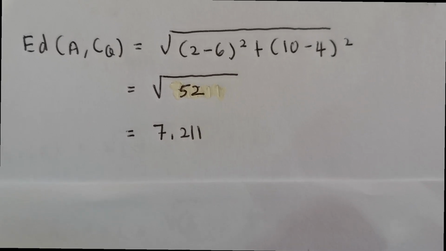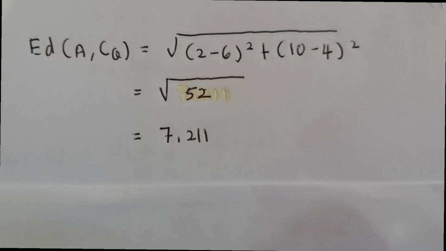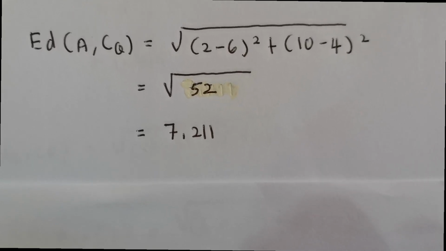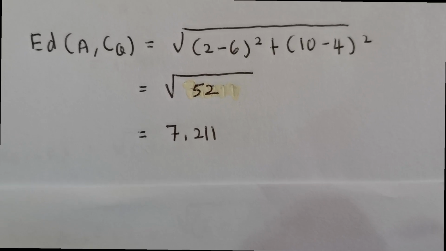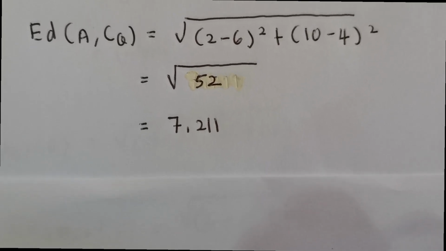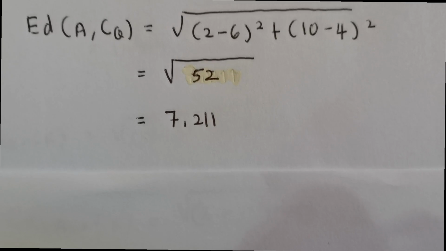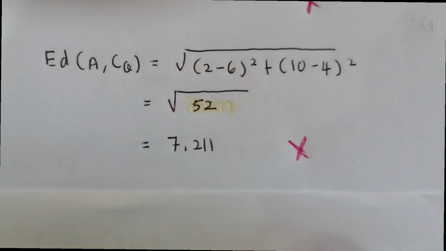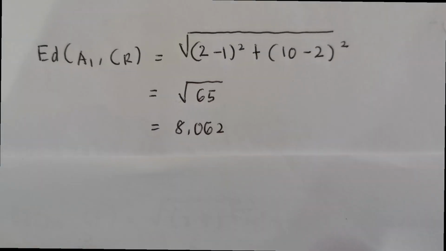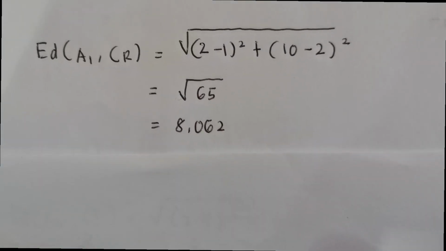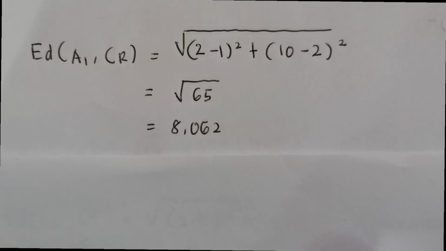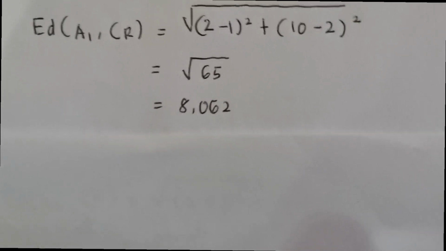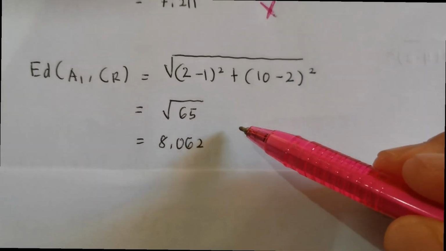And then continue to find the distance between cluster Q and A1 using the formula: square root of (2 minus 6) squared plus (10 minus 4) squared, and then we'll get square root of 52, and the answer is 7.211. Distance from cluster R to A1: square root of (2 minus 1) squared plus (10 minus 2) squared, then we'll get square root of 65.